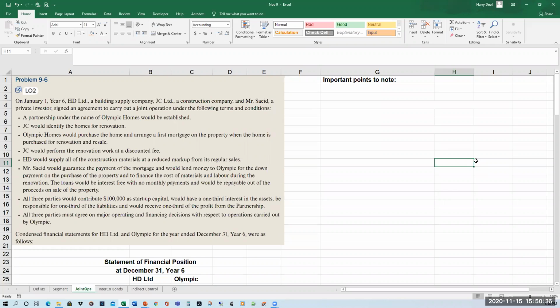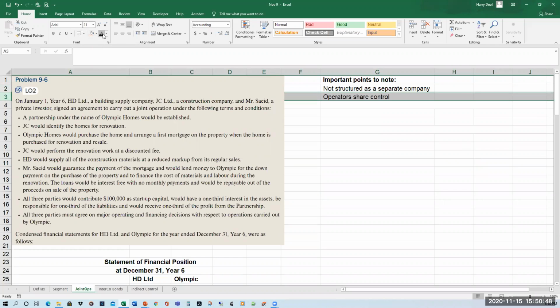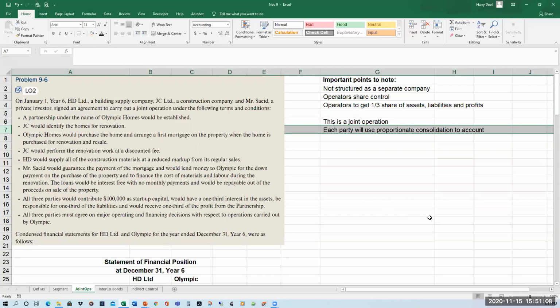So some important points that we should note here. Clearly, we can see there's definitely joint control. This is not structured as a separate company, but rather as a partnership. The operators are sharing control. The operators are to get 1/3 shares of assets, liabilities, as well as profits. Okay, so this is basically a joint operation, and it must be accounted for as a proportional consolidation. So each party will use proportionate consolidation to account for its own share in the partnership.